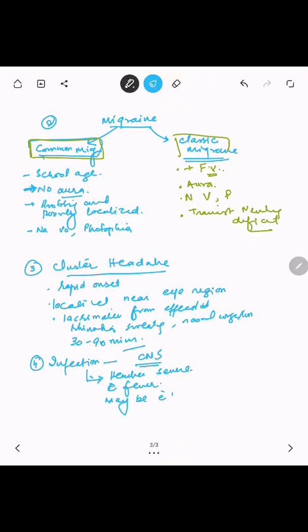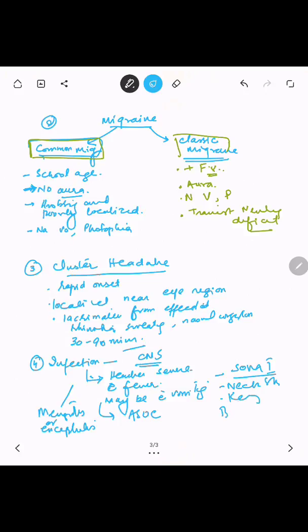Then an important cause to remember is infectious, we talked about CNS. Okay, in CNS infections, there can be headache. It will be severe, with fever, maybe with vomiting, okay, and later on maybe leading to altered state of consciousness if it is meningitis or encephalitis. Okay, so this is the one which you can't miss.